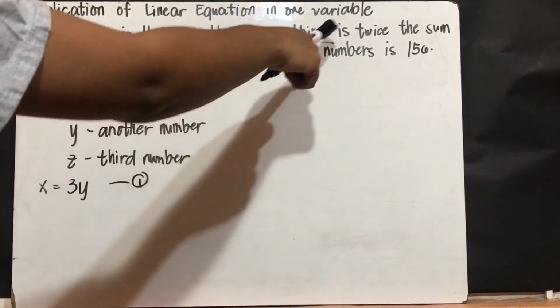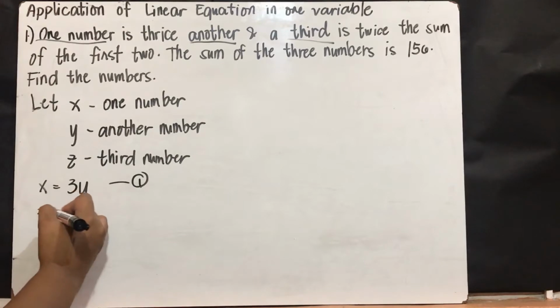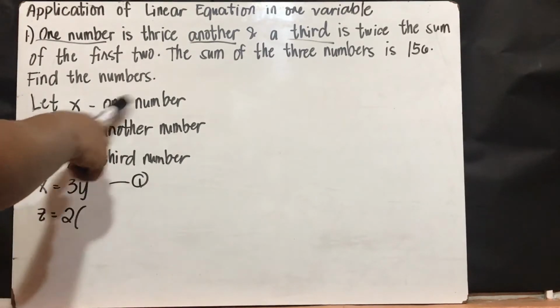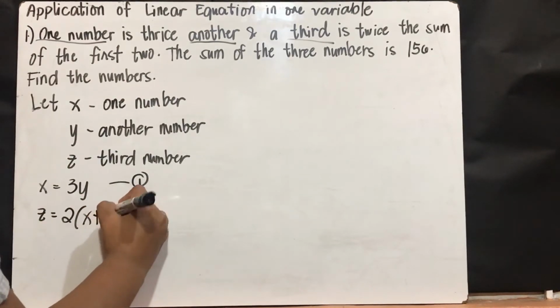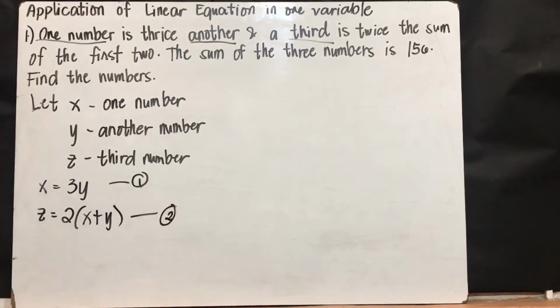Next is, a third is twice the sum of the first two. So, ibig sabihin, si z daw is twice the sum of the first two, which is si one number and another number. So, sum x plus y. So, that is your second equation.